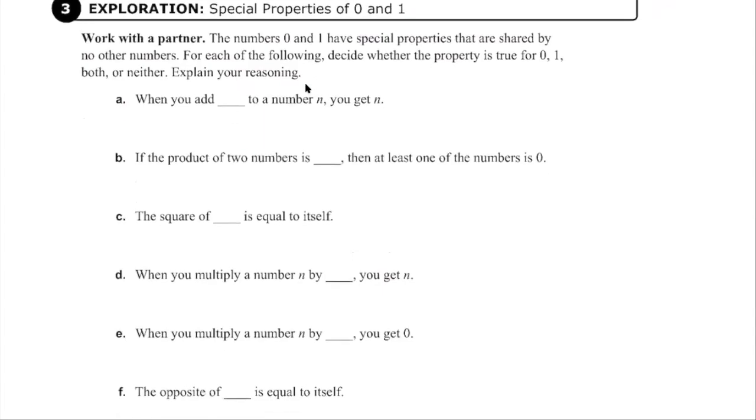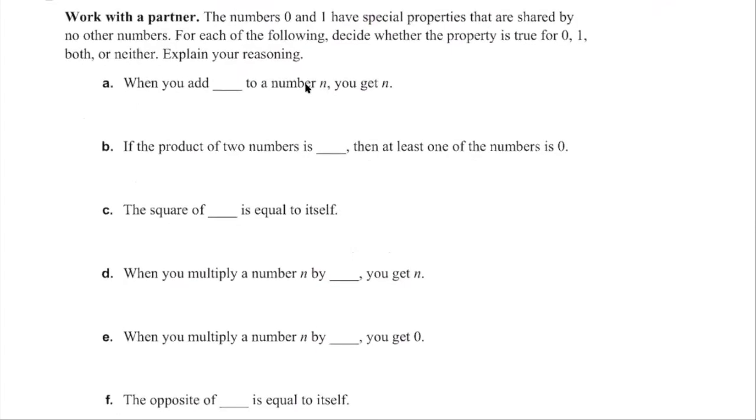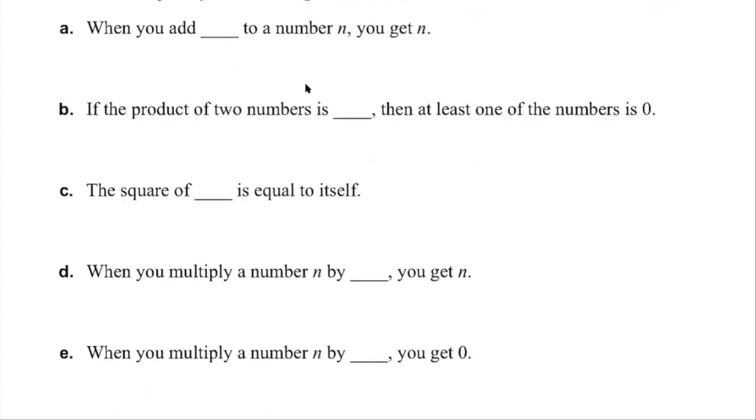So next, we're going to go into some special properties of 0 and 1. These are all things that we have gone over before in math classes and are very important as we move forward. So for the next few questions, the numbers 0 and 1 have special properties. They are shared by no other numbers. For each of the following, decide whether the property is true for 0, 1, both, or neither. So at this point, I want you guys to be answering in the chat if we are doing this through Zoom, or you can put your answer on the page.